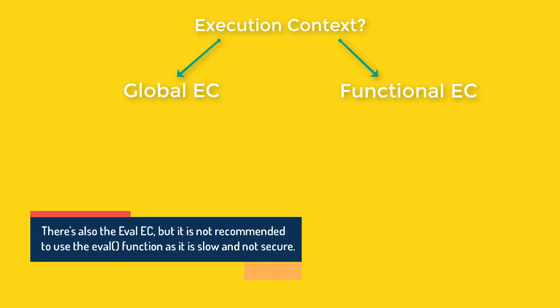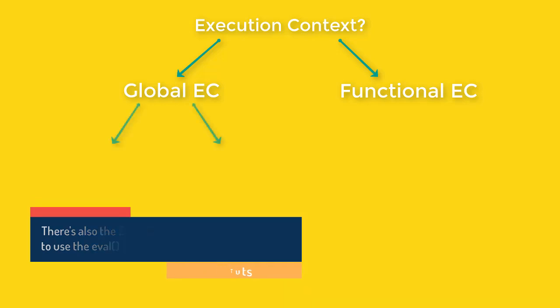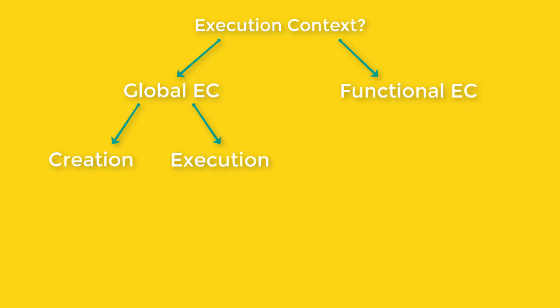When the JavaScript engine starts reading the code, it creates the global execution context at the beginning, and this happens in two different phases, the creation phase and the execution phase. During the creation phase, three main things happen. A global object gets created first. Then another special object called this is created and bound to the global object.